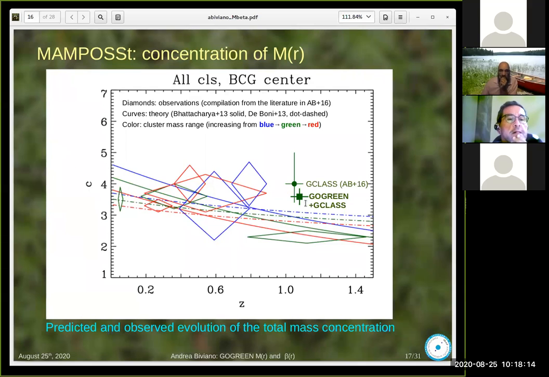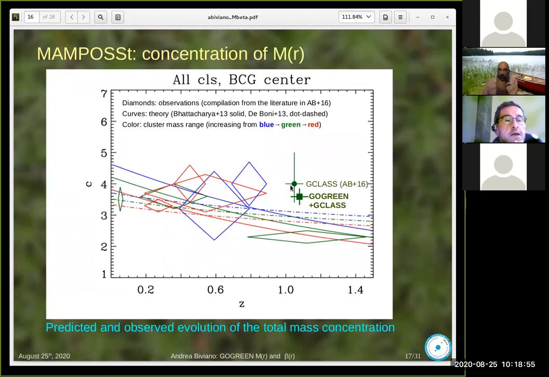So this is the result in the concentration versus redshift plane, where I'm putting together the data from the literature. All these diamonds indicate the error bars for determination from the literature on the vertical axis, and the range in redshift of the sample being considered in the literature reference. And you see that more or less these points gather around here, and they are more or less consistent with the two models shown here, Bhattacharya and Bonì. The low redshift one is more consistent with the Bonì.